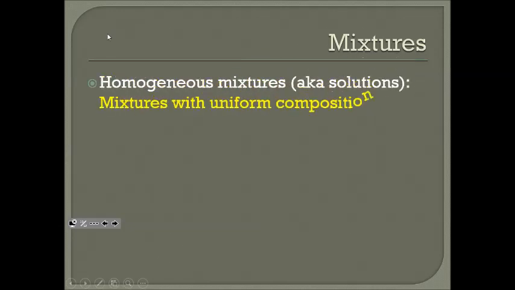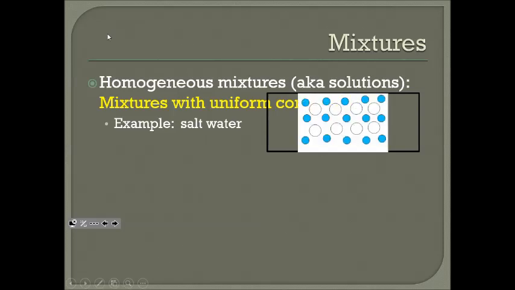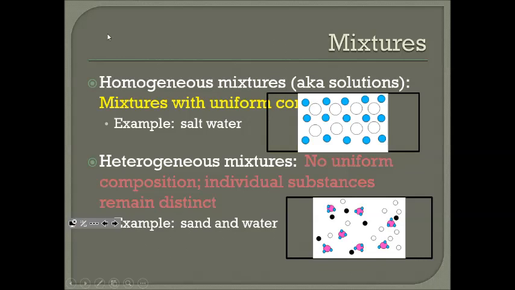So, mixtures with uniform composition, aka solutions, also know that. Example is salt water. You can't pick out the salt from the water. All mixed kind of evenly. You don't see the difference. Heterogeneous, no uniform composition. Individual substances remain distinct, like sand and water, but you'll see some more examples in the activity. And you can see in this pictorial representation, this one's a compound. These are individual monatomic elements. So as you're recognizing the pictures here, being able to tell.